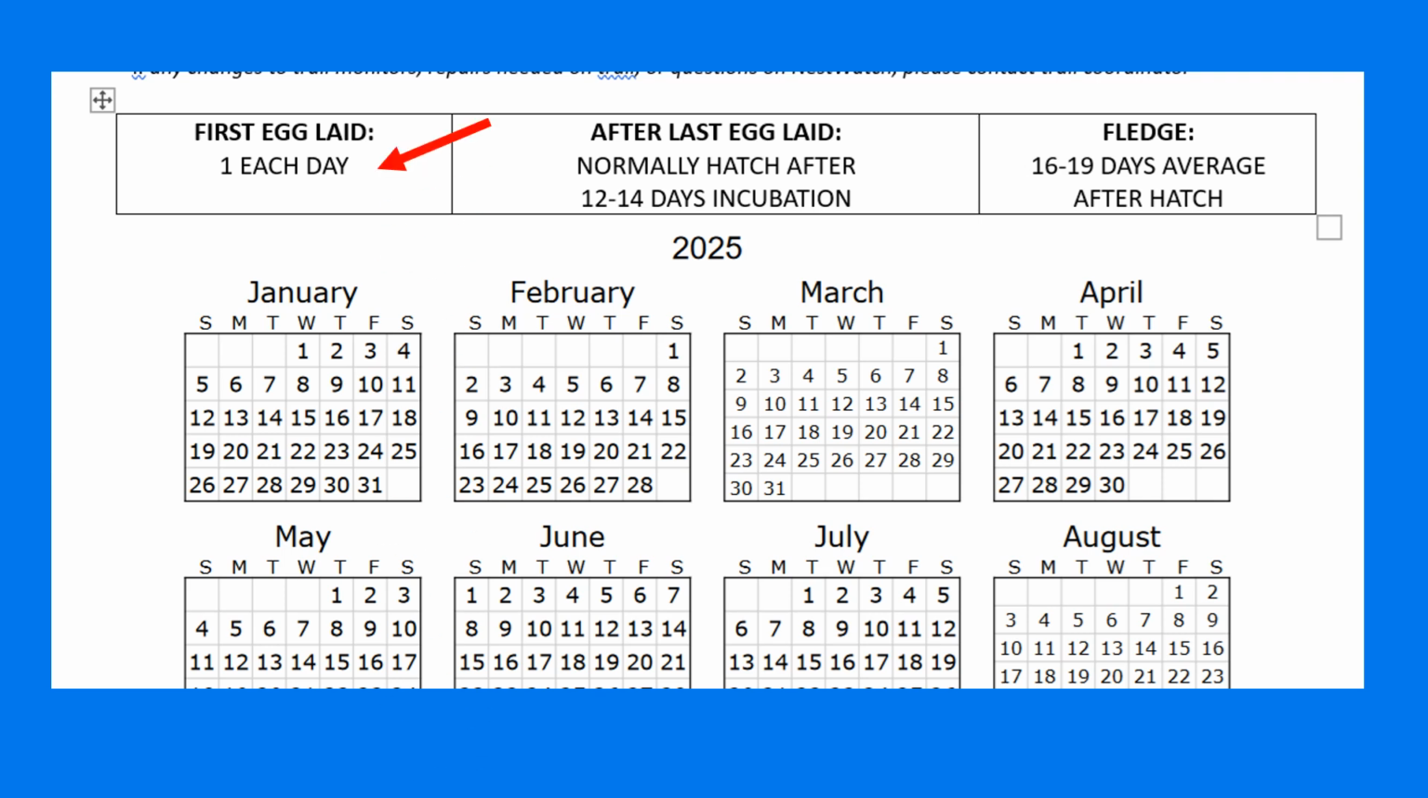1 egg is laid each day, with incubation of 12 to 14 days after the last egg is laid. Bluebirds fledge 16 to 19 days after hatch. Add a couple more days for tree swallows. We include a current calendar on the trail information sheet to help calculate laid, hatch, and fledge dates. Data for other species is included in your monitoring bag.